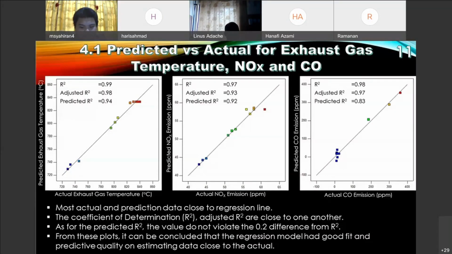The predicted versus actual graphs for the exhaust gas temperature, NOx, and CO are shown in this slide. From these plots, it can be seen that most actual and predicted data are close to the regression line. The values of the coefficient of determination, R squared, and adjusted R squared are close to one another. The value of the predicted R squared does not differ from R squared by more than the standard RSM limitation of 0.2. From these plots, it can be concluded that the regression model had good fit and predictive quality in estimating data close to the actual.